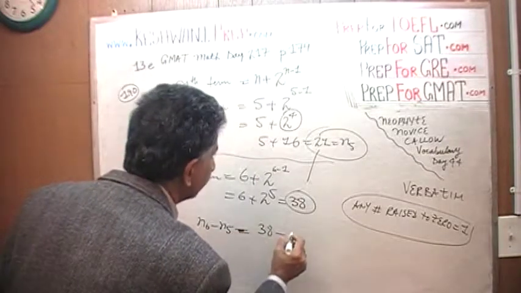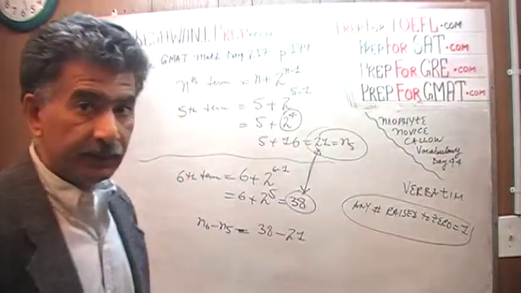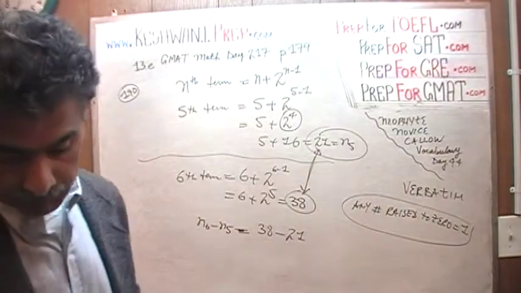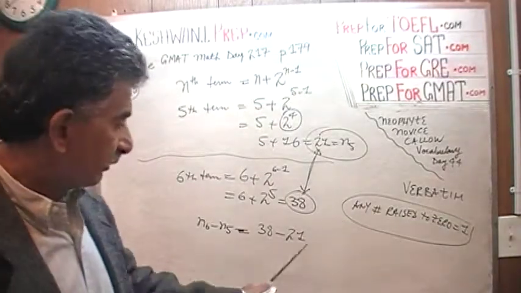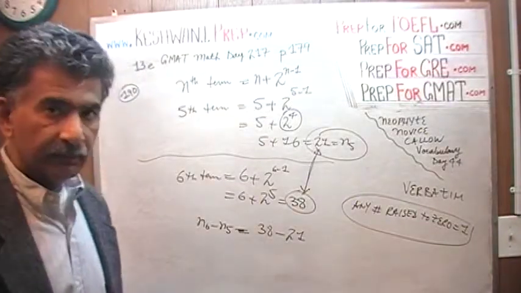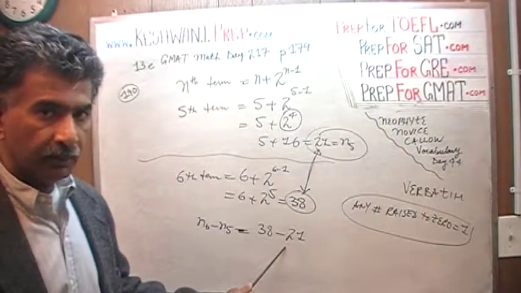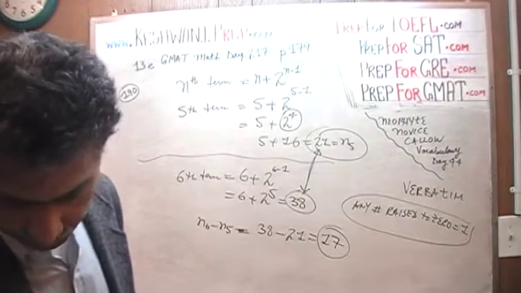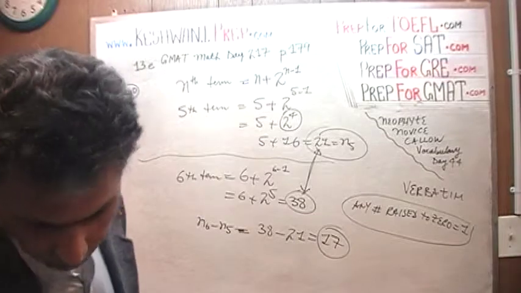So n6 minus n5 is simply 38 minus 21. 38 minus 20 would have been 18, so it should be 19. No, it should not be 19. It won't be one more, it will be one less, because it's subtracting 21. Let's do it again. 38 minus 10 is 28, another 10 would be 18, and we're not subtracting 20, we're subtracting 21, so it's 17. That's our answer. 17 is the answer, and that will be answer choice E, 190.